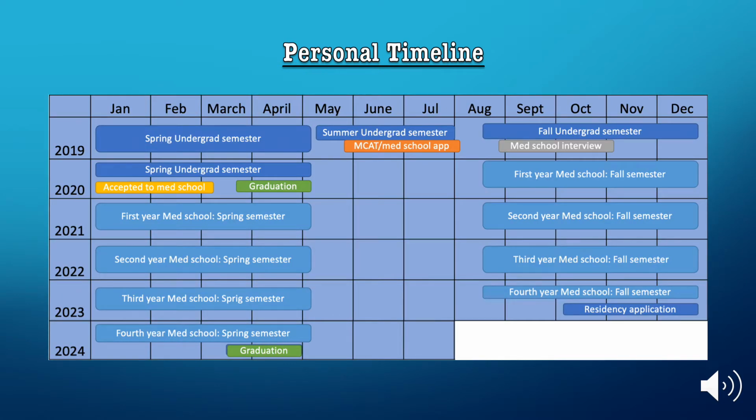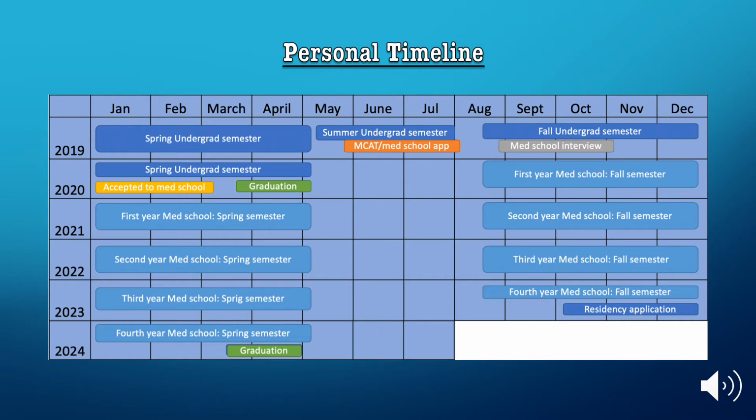As far as my personal timeline goes, right now we are in the middle of the beginning of August. So I finished the summer undergrad semester and finished the MCAT, Medical College Application Test, and I also submitted my med school application a couple days ago. So in about 3 weeks, I'll start the fall undergrad semester, and in a few weeks, I'll also get my MCAT scores back. And around that time, about mid-September, possibly early October, if I did well enough, I may get accepted for an interview for med school.